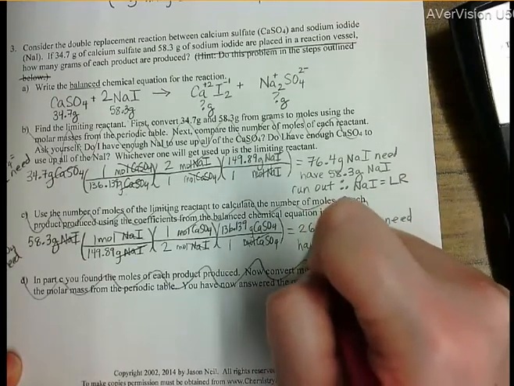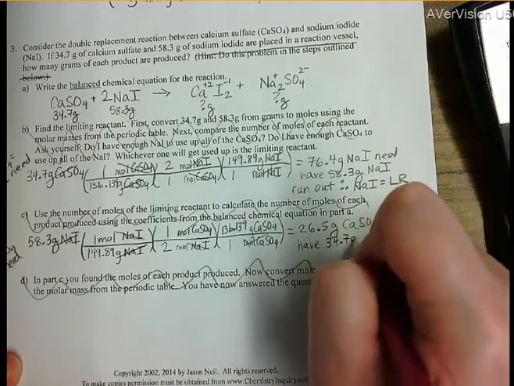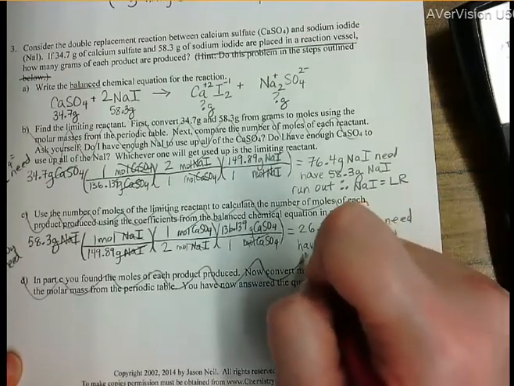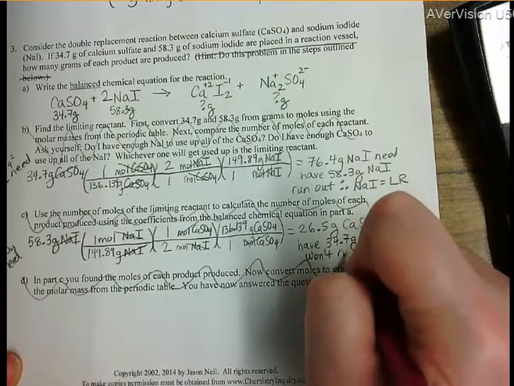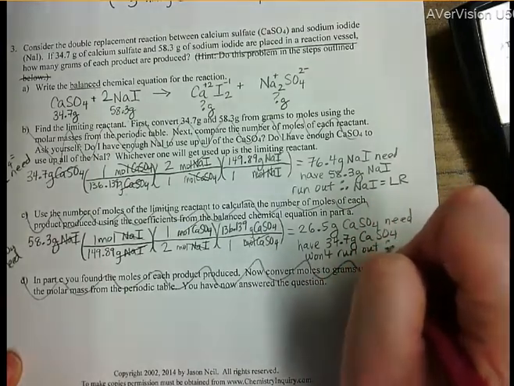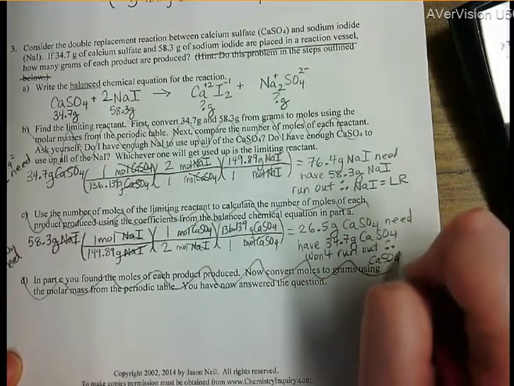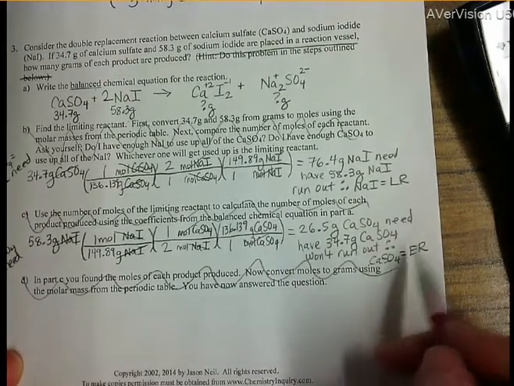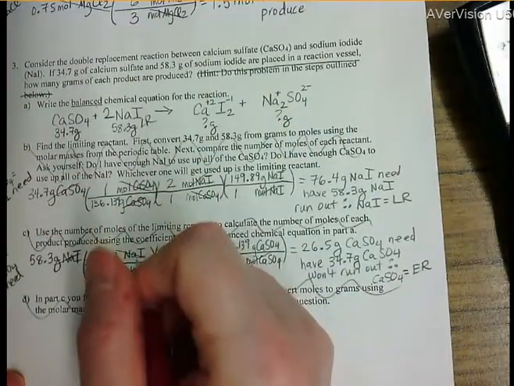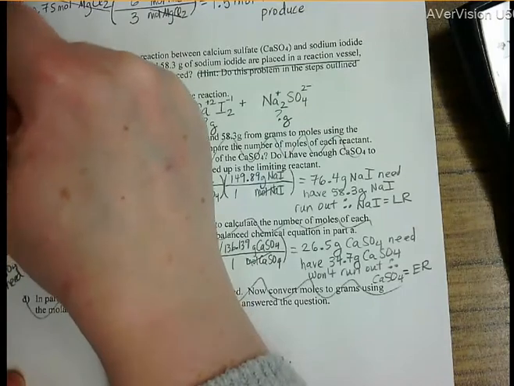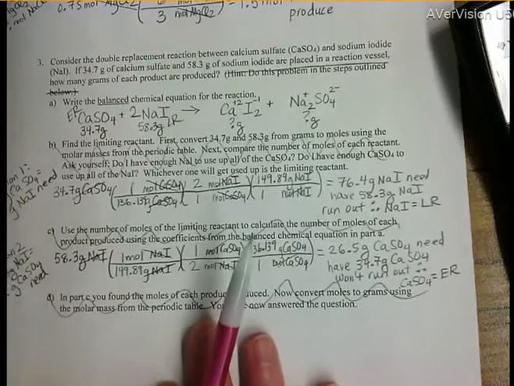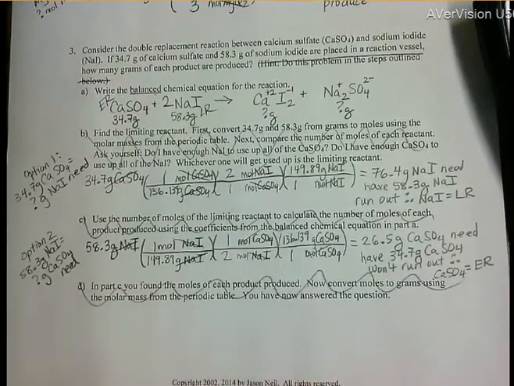Notice I have 34.7 grams of calcium sulfate. So I won't run out. Therefore, calcium sulfate is my excess reactant, which means then my other reactant has to be my limiting. So my limiting reactant, my excess reactant. Now, we haven't actually answered the question. And again, remember, we'd only do this one of these ways. We would never do both.